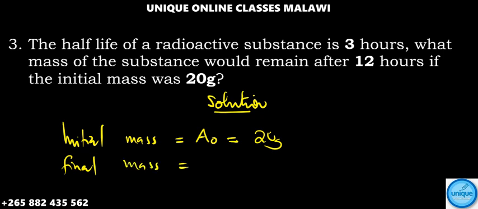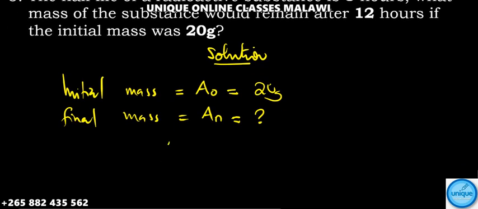Mass, we can have A, then N, where N represents the number of half-lives. And the formula we use is A naught divided by A n equals 2 raised to the power n, where n represents the number of half-lives.